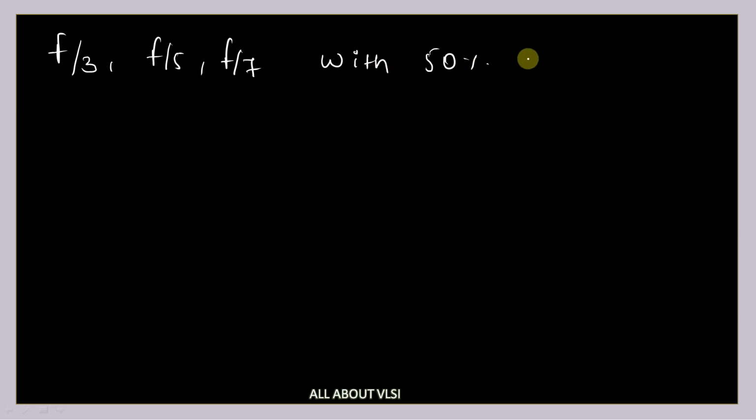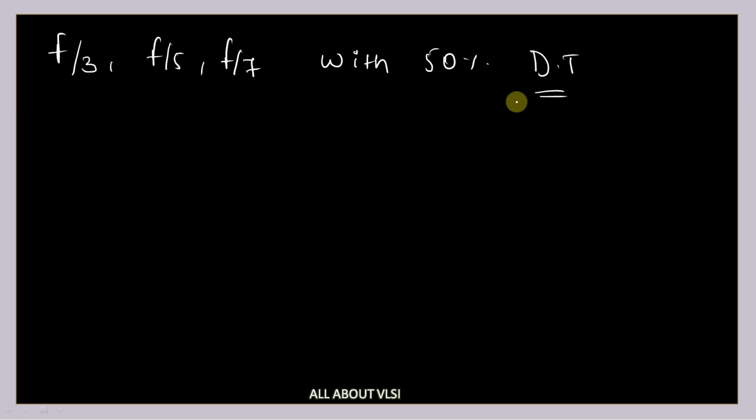So in this particular session, we will discuss frequency division by 3, frequency division by 5 and frequency division by 7 with 50 percentage duty cycle. Let us try to understand how to achieve 50 percentage duty cycle. In our previous sessions we discussed these frequency divisions with 33.33 percentage duty cycle and 66.66 percentage duty cycle. But in this session, let us understand how to achieve frequency division by 3, by 5 and by 7 with 50 percentage duty cycle.